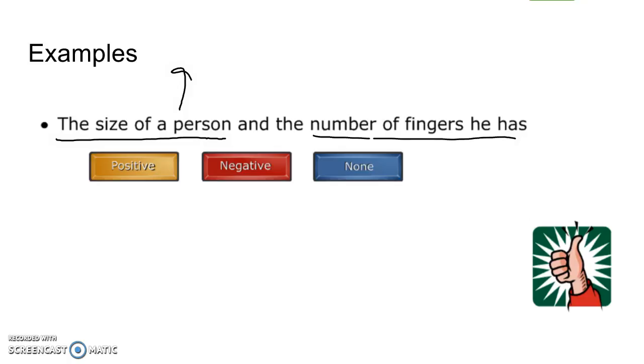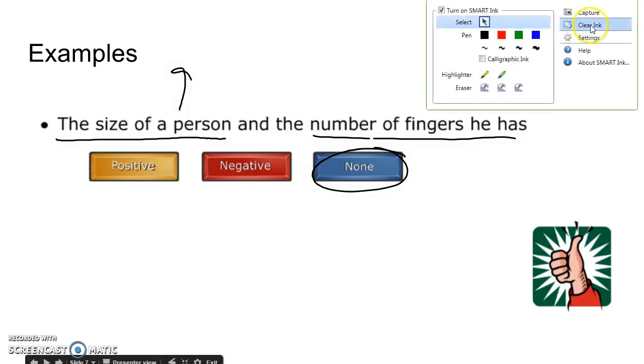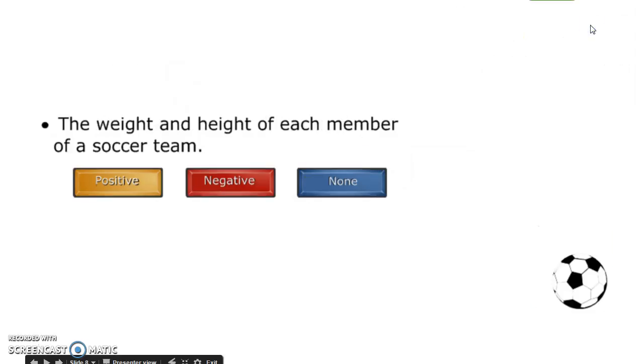There is no relationship. My 2-year-old nephew has 10 fingers. My 60-whatever-year-old father has 10 fingers. There's no relationship between the size of a person and the number of fingers. It's not like as you grow bigger, you grow extra fingers. That would be weird. Okay? So that would be no correlation.